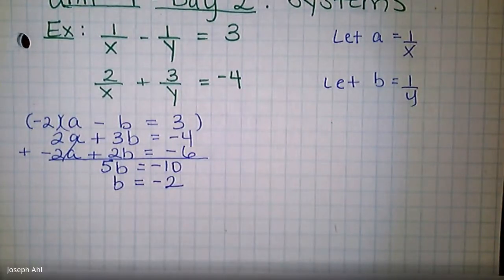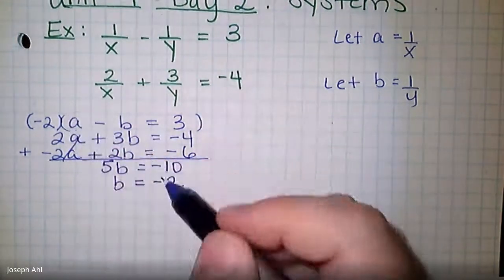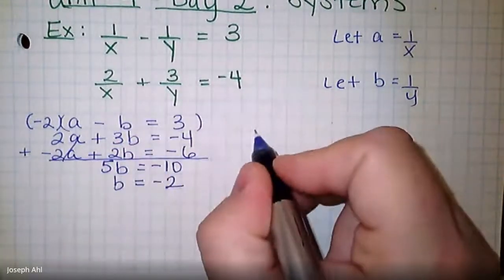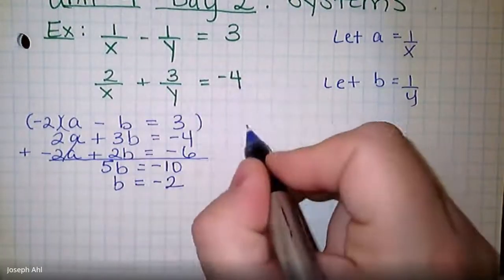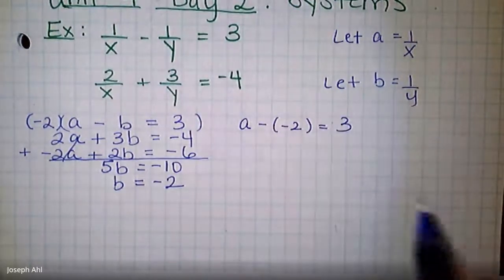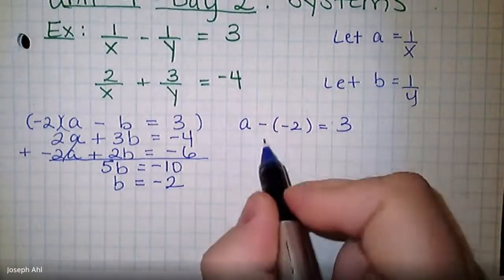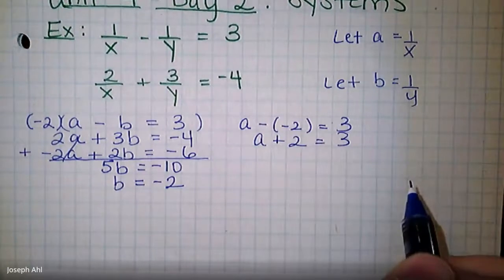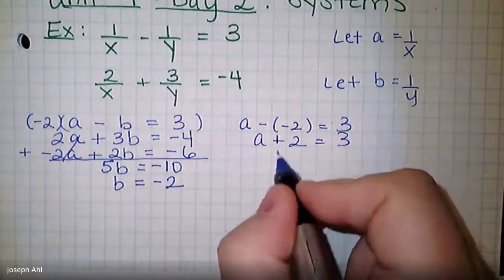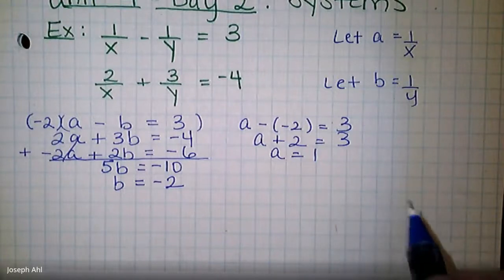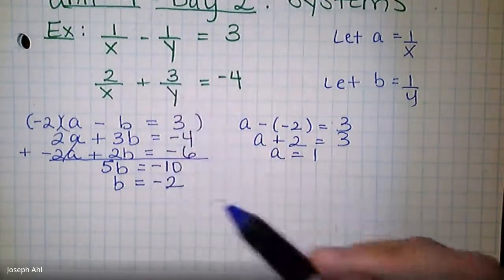We know that once we solve for one variable in a system, we can easily plug it back in to find the value of the other variable. Just be a little bit careful if you plug it into the top equation. When you plug in negative 2 for b, you would write a minus negative 2 equals 3, which becomes a plus 2, right? It's easy to lose that double negative, but therefore a equals 1.